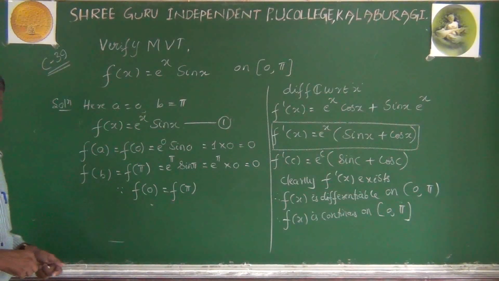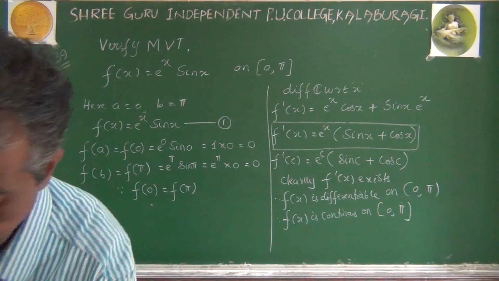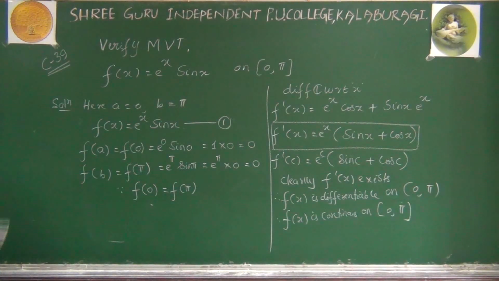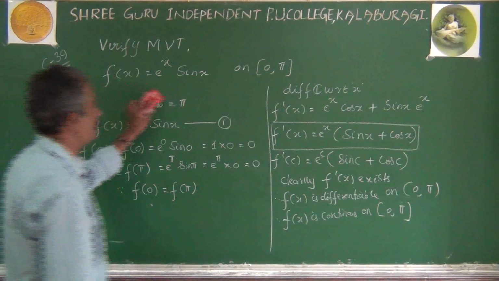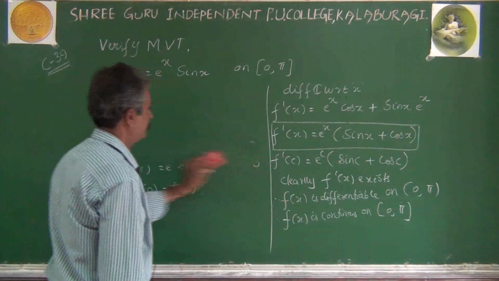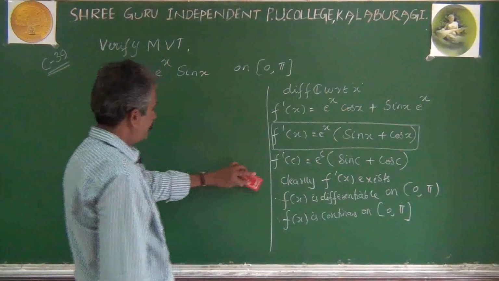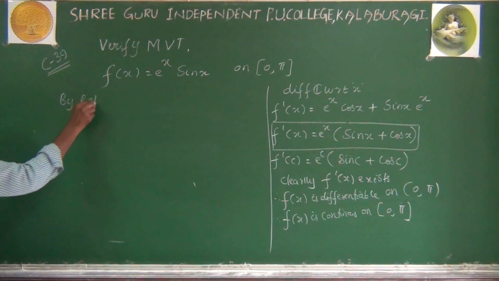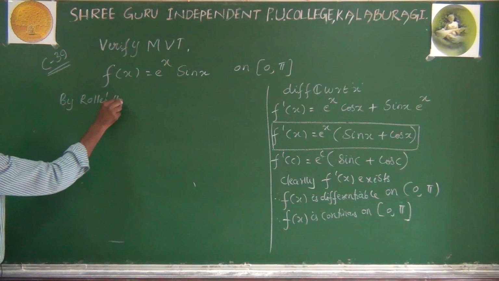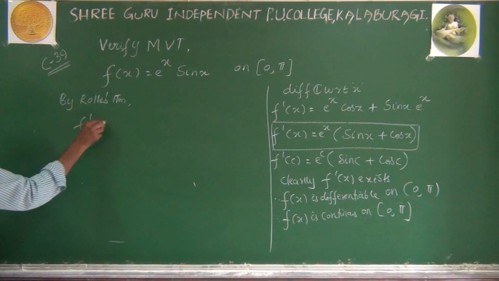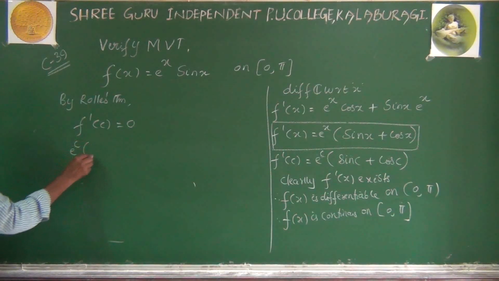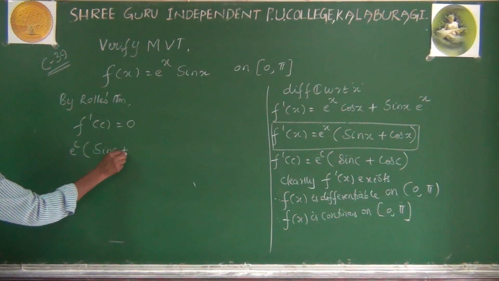Because all the Rolle's theorem conditions are satisfied, we now employ the Rolle's theorem strategy. And what's the Rolle's theorem strategy? F dash of c must be equal to 0. Next slide. By Rolle's theorem, we have f dash of c equal to 0. What's f dash of c? e power c into bracket sin c plus cos c equal to 0.